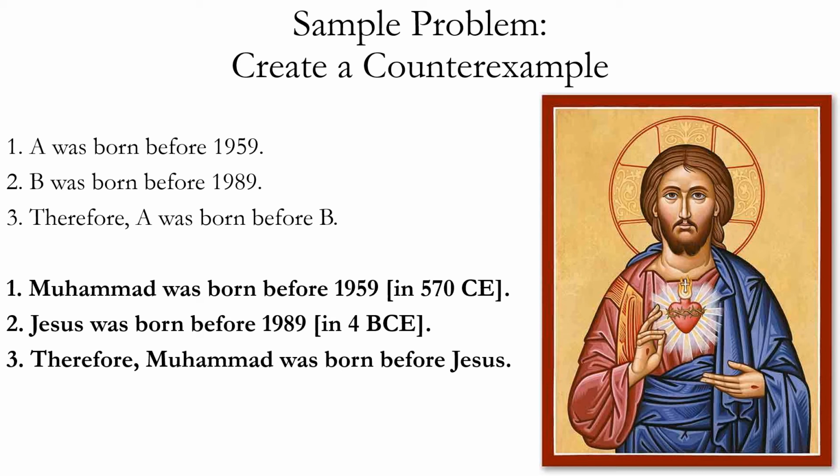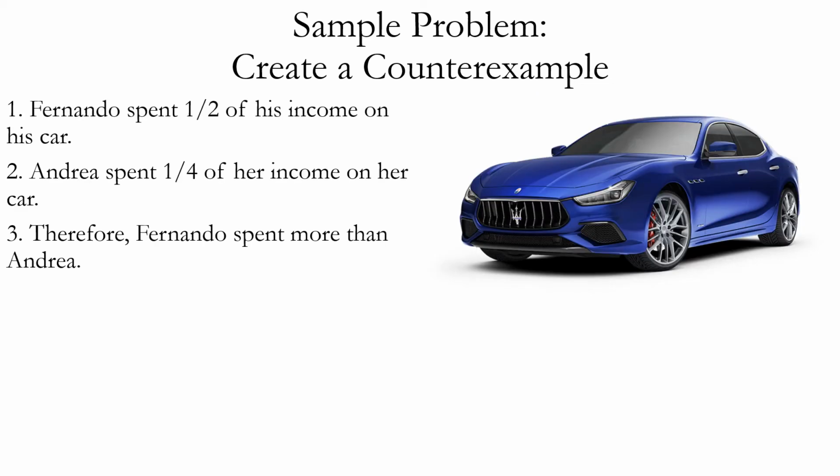So just because someone was born before 1959 and someone else was born before 1989, we don't know how far before those years either one was born. That's the logical problem with this argument. Another sample problem where we have to create a counterexample. Fernando spent half of his income on his car. Andrea spent a quarter of her income on her car. Therefore, Fernando spent more than Andrea.